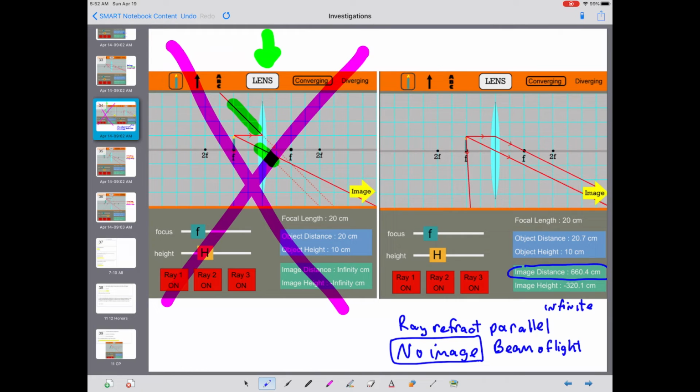A lot of those are done using mirrors, but if you have one that's using lenses, that's what it would look like. Same idea on the headlight of a car. You get a beam of light.